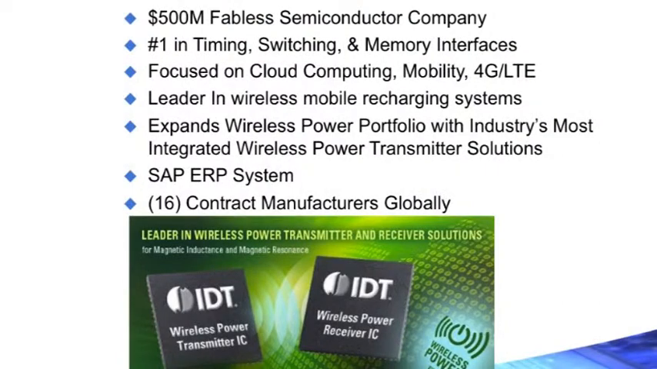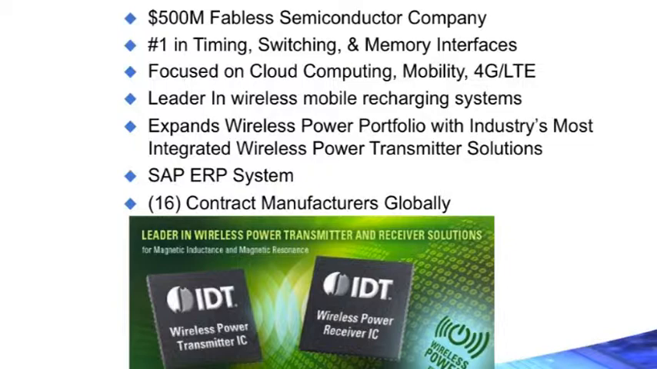I've been asked to describe how IDT uses Cirrus to manage our costs. But before I do that, I'd like to give you a brief introduction to IDT. We're roughly $500 million in revenue annually. We're a fabless semiconductor company. We're number one in timing solutions, switching, and memory interfaces. IDT is focused on cloud computing, mobility, 4G, and LTE. We're now leaders in wireless mobile recharging systems.